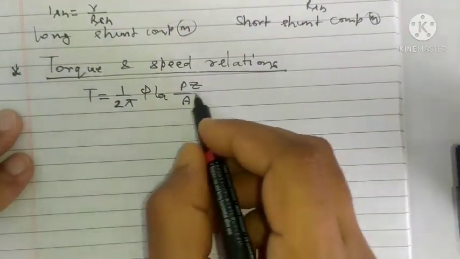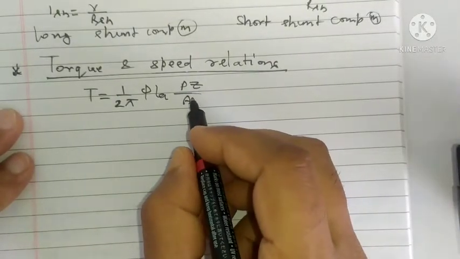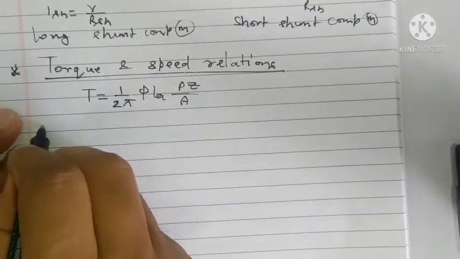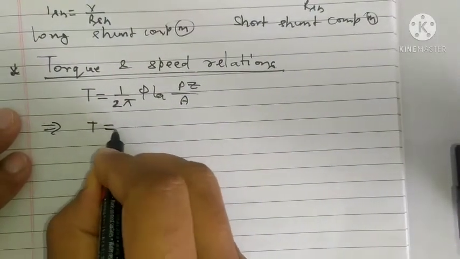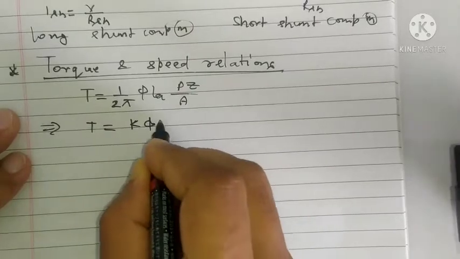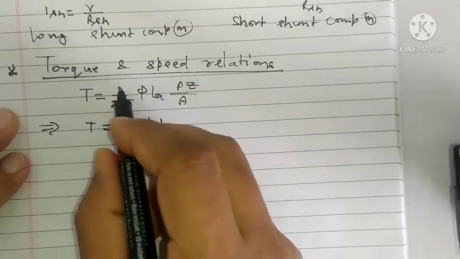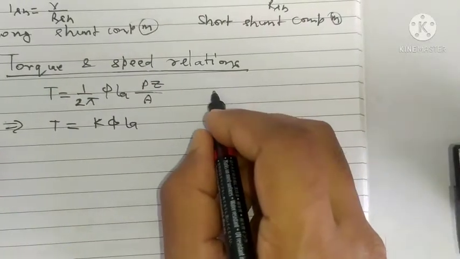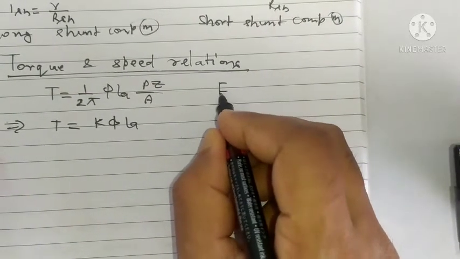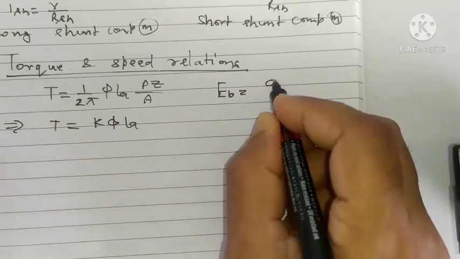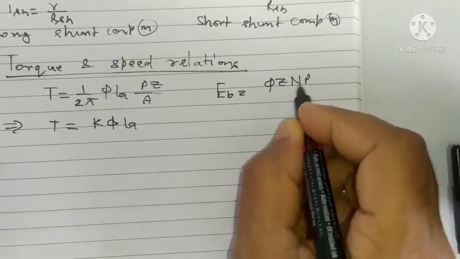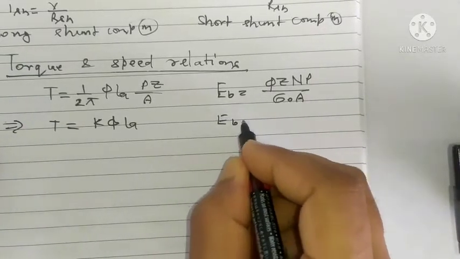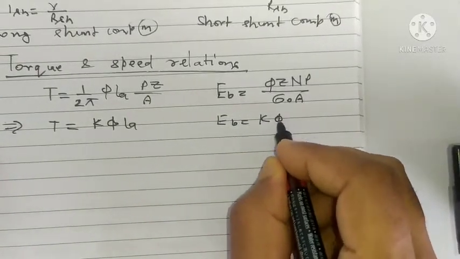Keeping this as constant, and Pz by A for a given motor is constant, it can also be written as torque is equal to K phi Ia. K is constant, which is 1 by 2 pi into Pz by A. Similarly, back EMF EB will be phi Zn P by 60A, or EB will be K phi N.